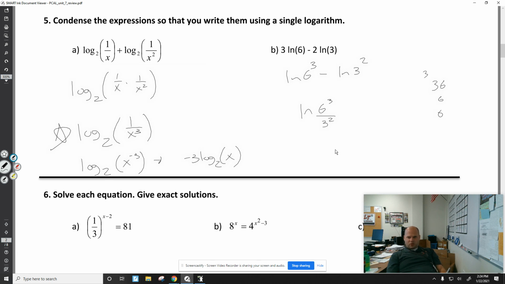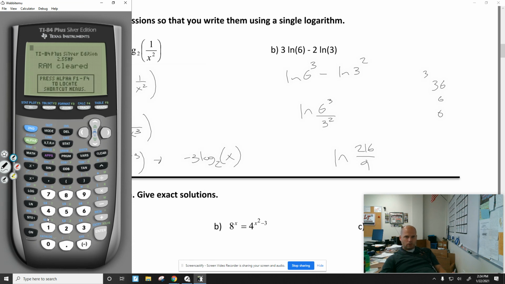216. So the natural log of 216 over 9 is the same as 3 log 6 minus 2 log 3. Don't believe me? I'll show you. 3 natural log of 6 minus 2 natural log of 3 is 3.178. That is the same as the natural log of 216 over 9.